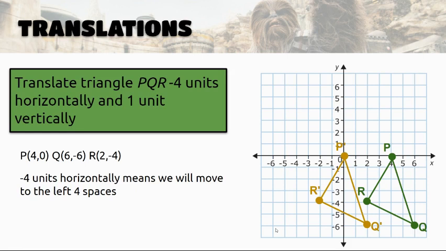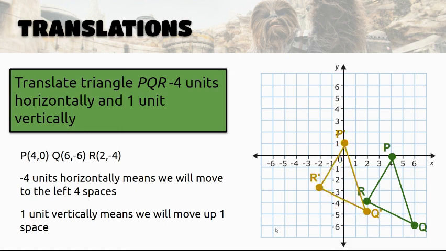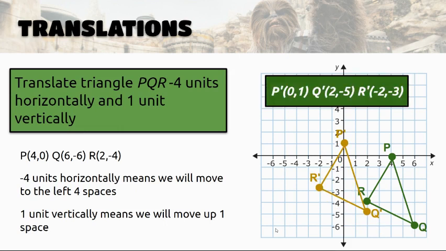And then 1 unit vertically. Well, that's a positive. When we're talking about positives in the Y, we move up 1. So finally, we have P prime is at 0, 1. Q prime is at 2, -5. R prime is at -2, -3.